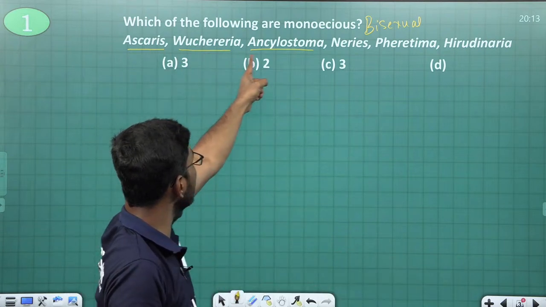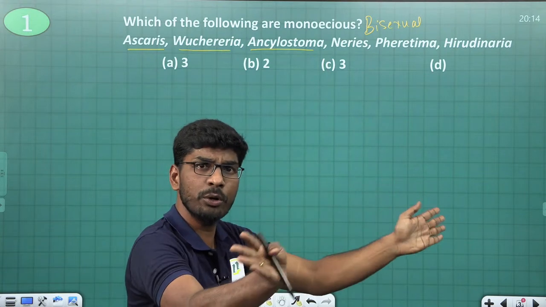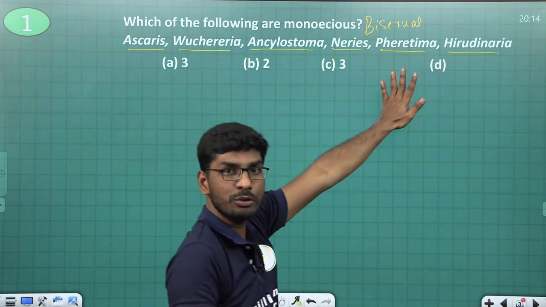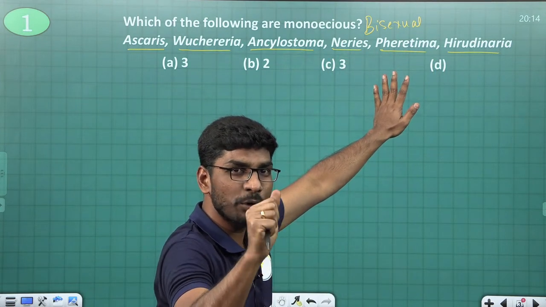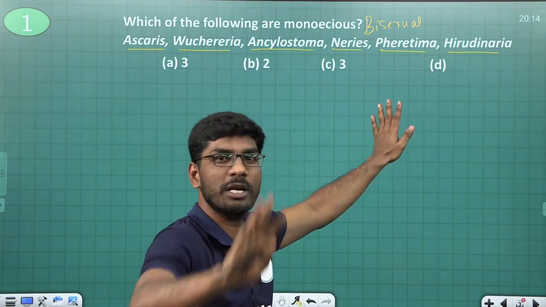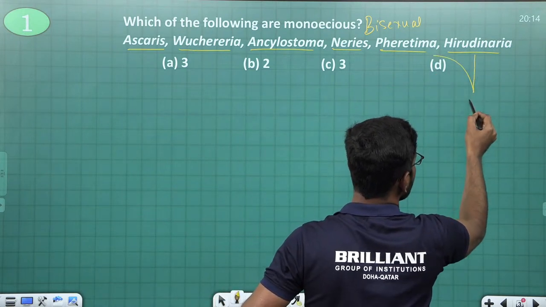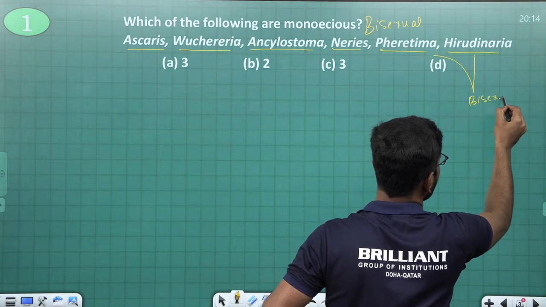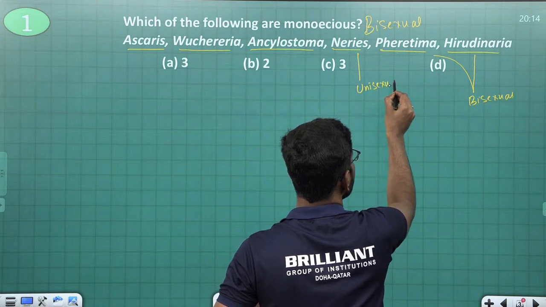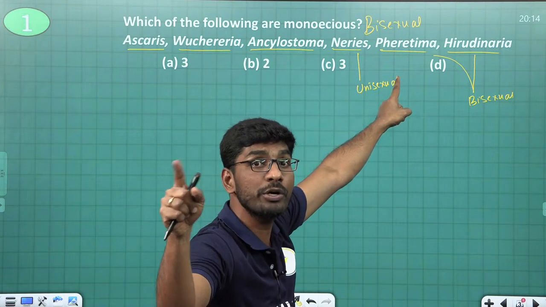Now, Ascaris, Wuchereria, and also Ancylostoma, all three are Aschelminthes. That means male and females are separated, dioecious. Come to here: Nereis, Pheretima, Hirudinaria. These three belong to what? Annelida. But if you are able to recall my class, what did I say? In Annelida, Nereis is an aquatic annelid, unisexual, I said. You got my point? So here, Pheretima, that means earthworm, and Hirudinaria, leech, both are bisexual, beta. Remember, Nereis is actually Annelida, but it is a unisexual one.